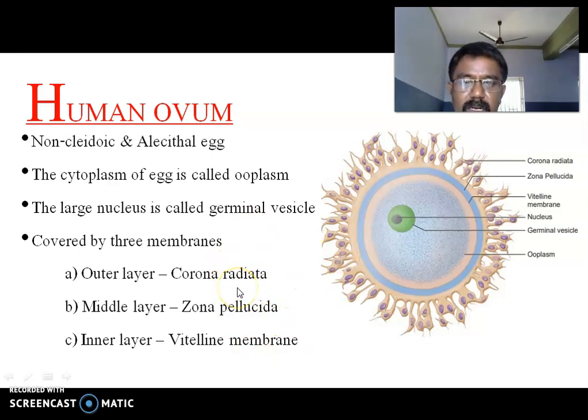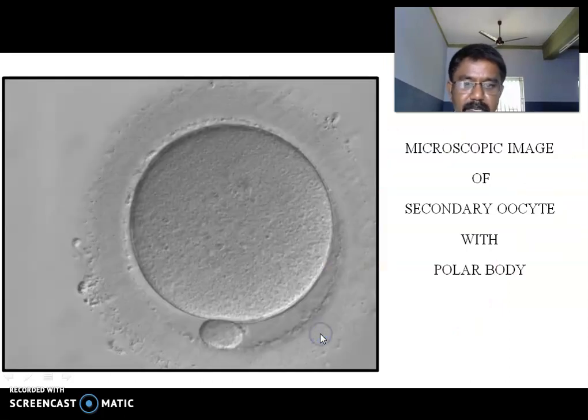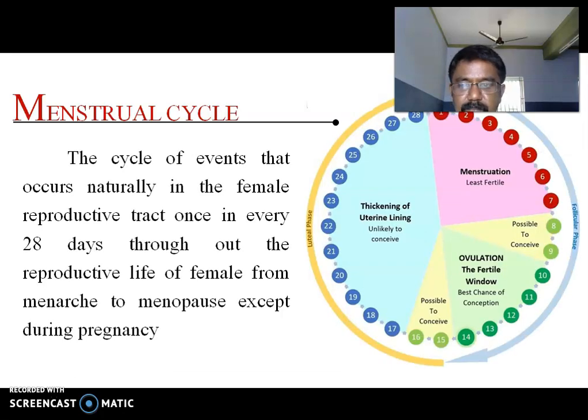The outer layer is called corona radiata. The middle layer is called zona pellucida. The inner layer is called vitelline membrane. The ovum contains 3 types of membranes, right? This is an electron microscopic image. Microscopic image of secondary oocyte with a polar body.